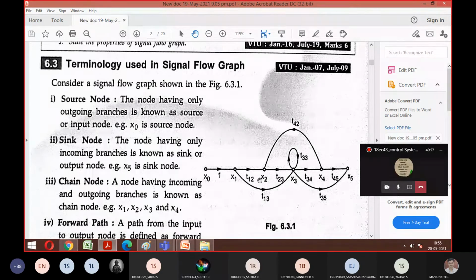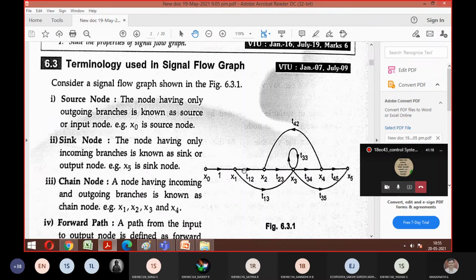X3, sir. X3 is having incoming as well as outgoing branches. It's not or, it's and. Okay. See here. What about X1? Incoming, outgoing, both are there, right? Yes, sir. So I can take X1 also as a chain node.